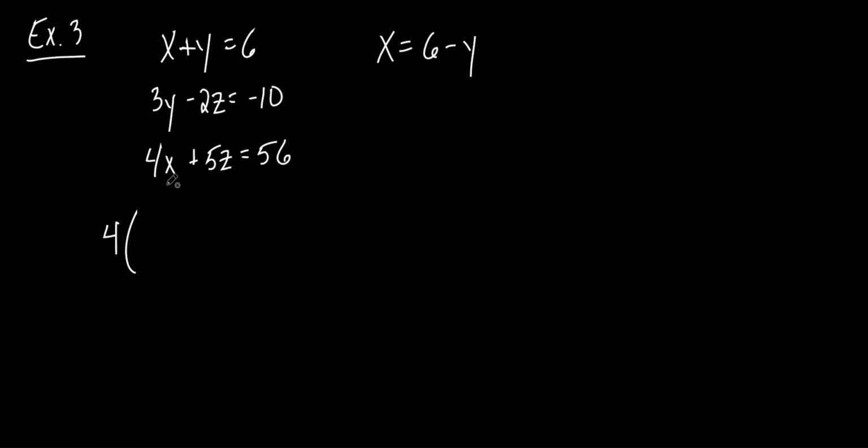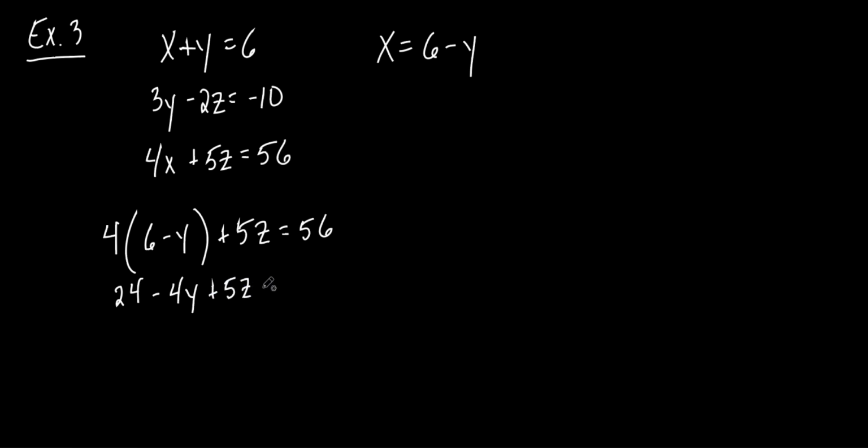4 times x. What did I say x was? 6 minus y. If you wanted to put negative y plus 6, that's fine. It'd still work. No big deal. And I got 5z equals 56. All right, let's simplify this. What do I get? 24 minus 4y plus 5z equals 56.